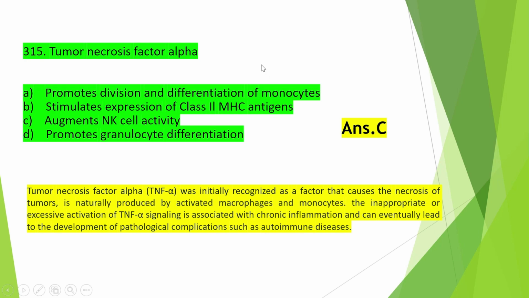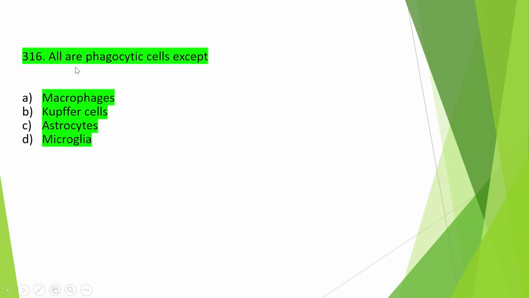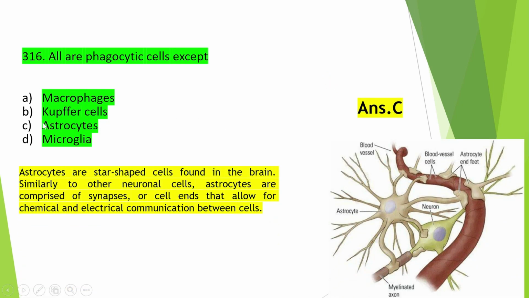Okay, so move on to the next question, that is all are phagocytic cells except macrophages, Kupffer cells, astrocyte or microglia, and the right one is option C, that is astrocyte. So all are phagocytic cells except astrocyte.